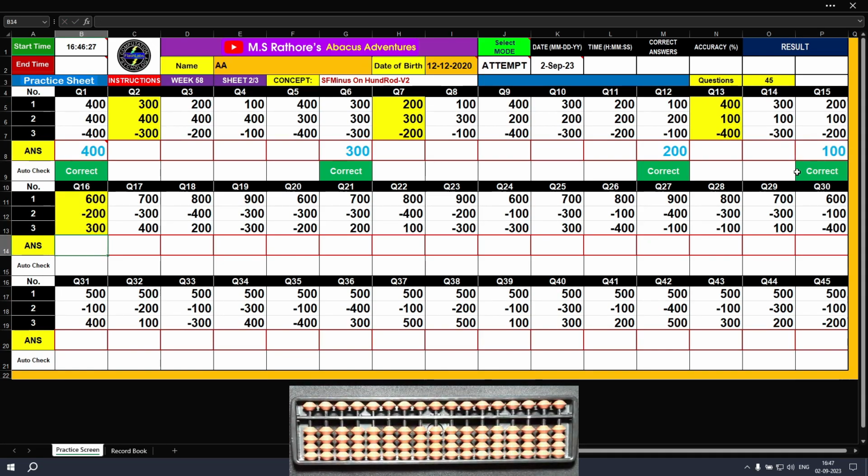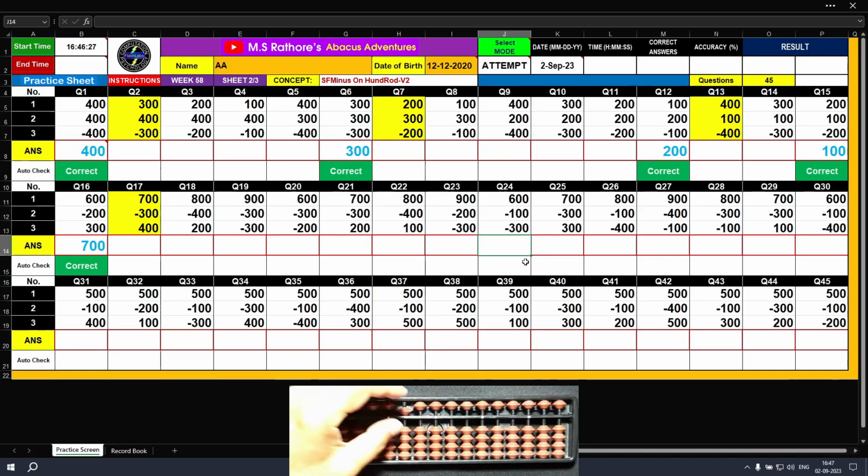Question number 16. Plus 600. The answer is 600. Minus 2 equals plus 3 minus 5. Now we have 400. Plus 3 equals plus 5 minus 2. And the final answer is 700. Question number 24. Plus 600, minus 100, minus 300. The answer is 200.